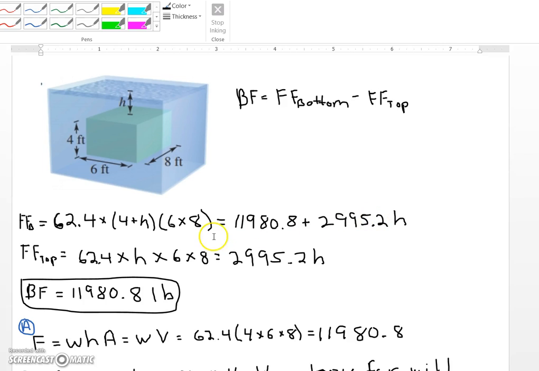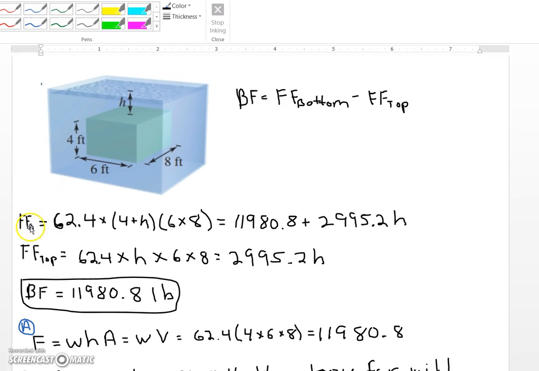Then we take the fluid force pushing down from the top. Again, it's the weight density of the fluid, how deep this portion of the box is, which is h feet below the surface, and then the surface area of that part of the box. Multiply that out, that gives us the 2995.2h.